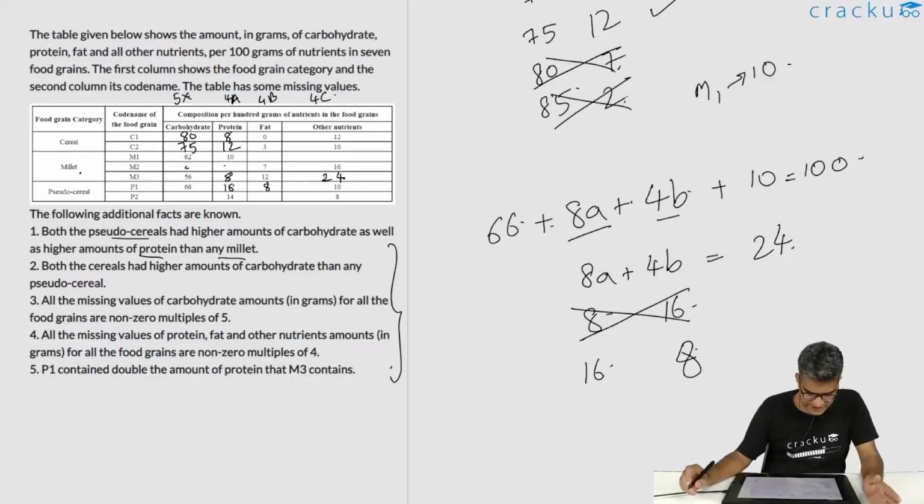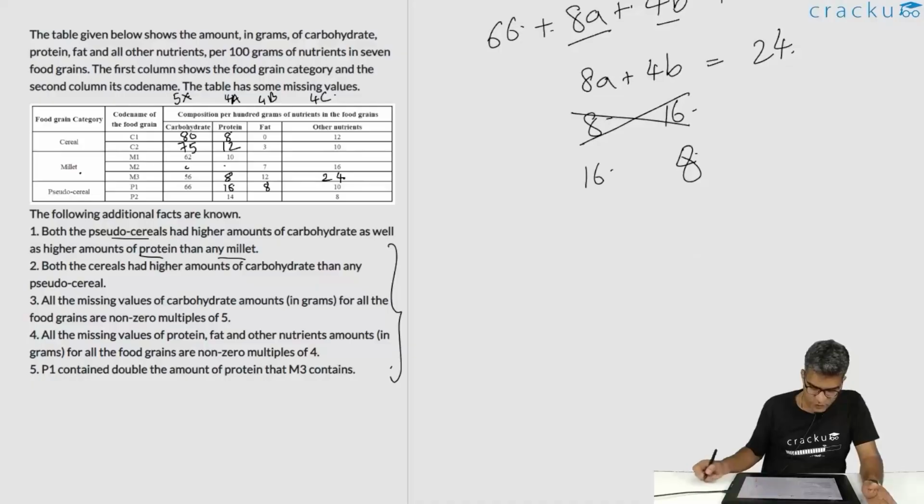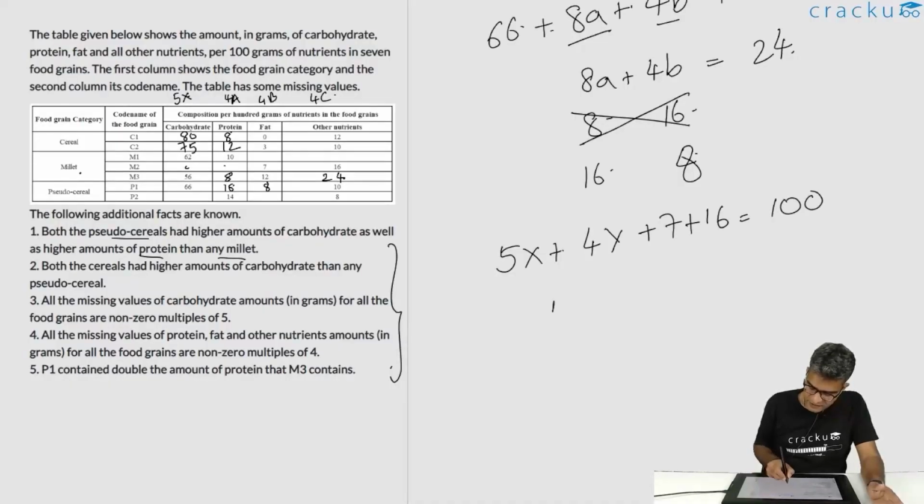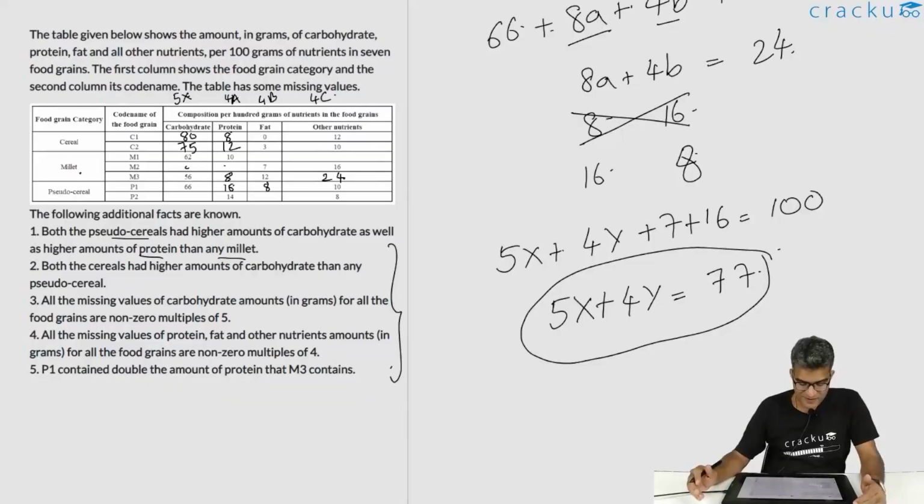We are looking at another one, which is a millet M2. If you assume that the carbohydrate is say 5x and the amount of protein is say 4y, this plus 7 plus 16 has to be equal to 100, or 5x plus 4y is equal to, this is 23, so this is 77. What can we say about the amount of carbohydrate in a millet? The amount of carbohydrate in a millet has to be less than the amount of carbohydrate in a pseudo cereal. Similarly, the amount of protein in a millet has to be less than the amount of protein in a pseudo cereal. So this 4y has to be less than 14, which is the amount of protein in pseudo cereal P2.